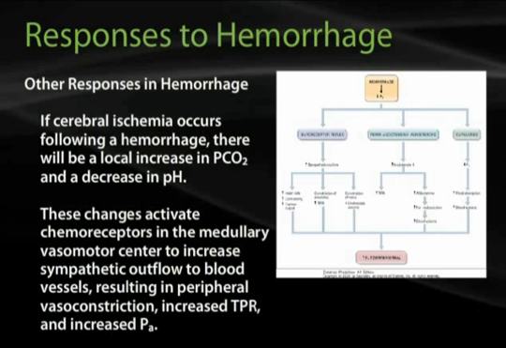Also, if cerebral ischemia occurs following a hemorrhage, there will be a local increase in the brain, especially in the cerebrospinal fluid, of PCO2 and a decrease in the pH. These changes activate chemoreceptors in the medullary vasomotor center to increase sympathetic outflow to the blood vessels, resulting in peripheral vasoconstriction, increased total peripheral resistance, and increased mean arterial pressure.